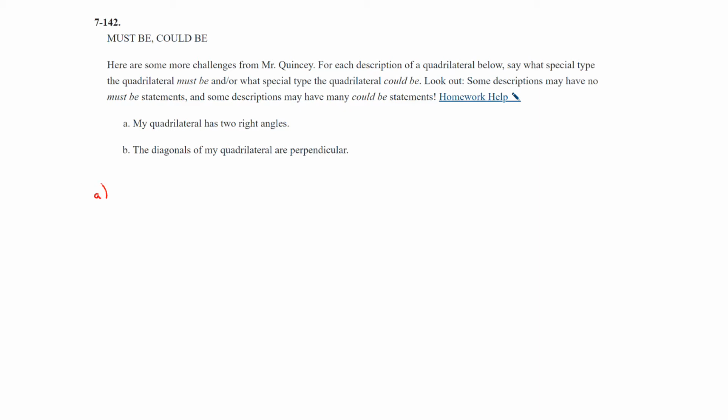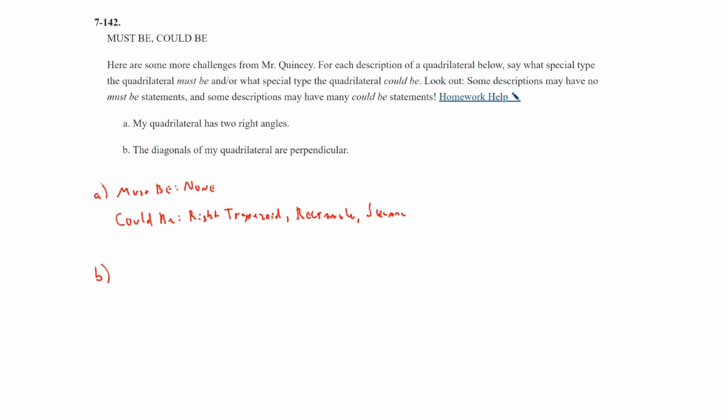So is there a must statement? If it has two right angles, must it be something? You might think a rectangle, but that's not true because you could have two right angles in a trapezoid. So there's not one thing it must be, but there are a couple of things that it could be, as we already stated. If we're being specific about the type of trapezoid, it could be a right trapezoid, it could be a rectangle, and then it could also be a square.